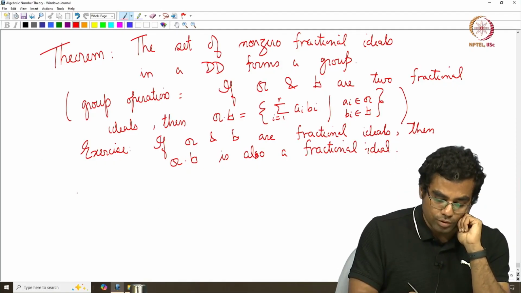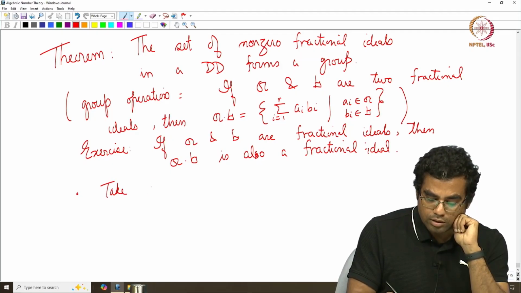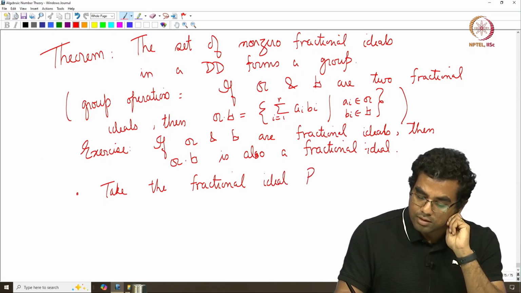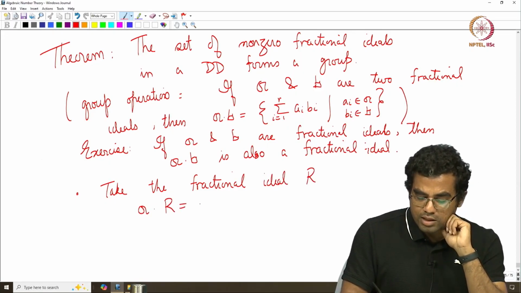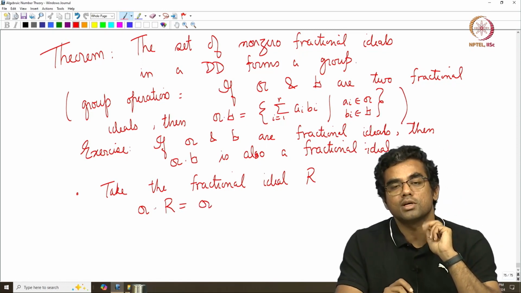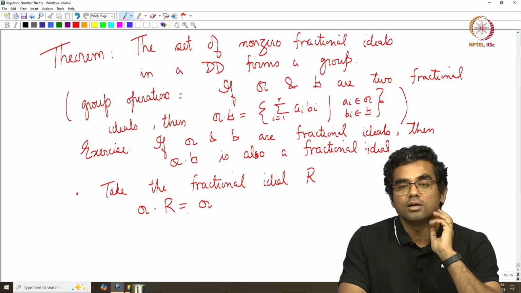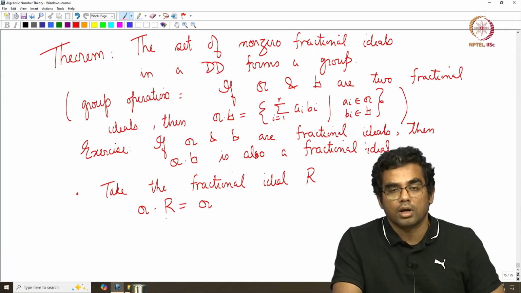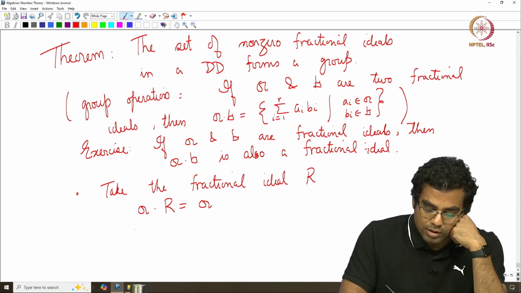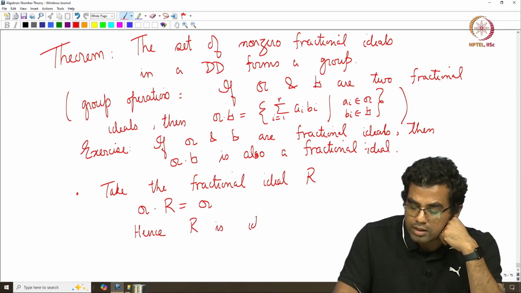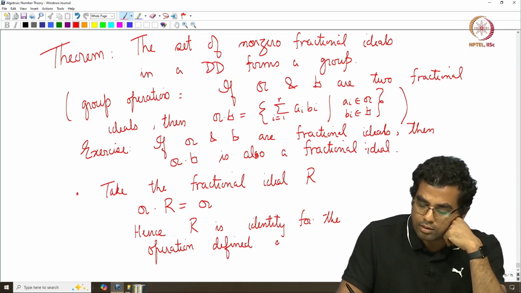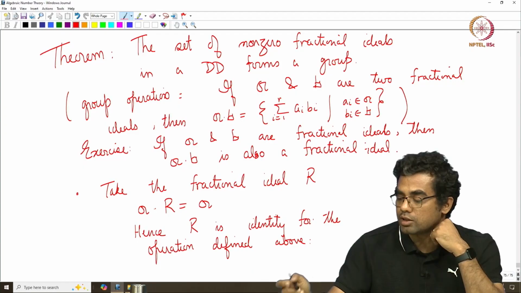Okay. So, if you take the fractional ideal R itself, R is also a fractional ideal. Now, A times R is equal to A. This is very easy to check, because there is 1 inside R. So, A times R contains A, and on the other hand, because A is an R module, any element of R times an element of A is contained in A. So, hence R is the identity for the group operation defined above. Okay. So, we have an identity in our set with the above binary operation.